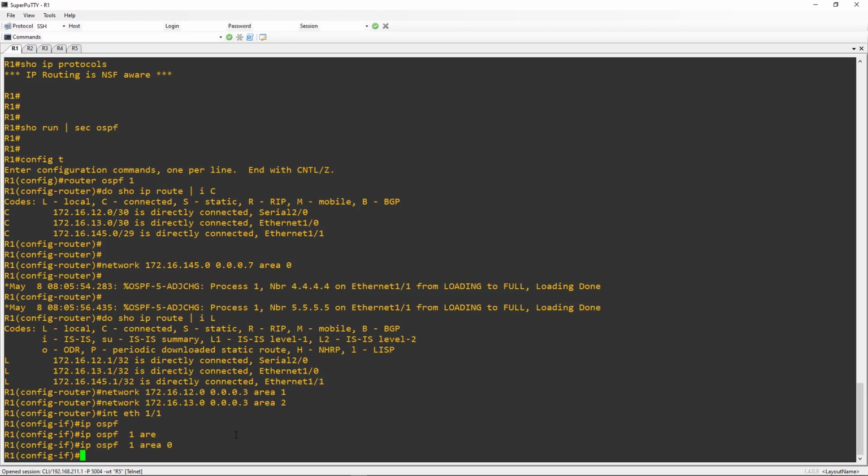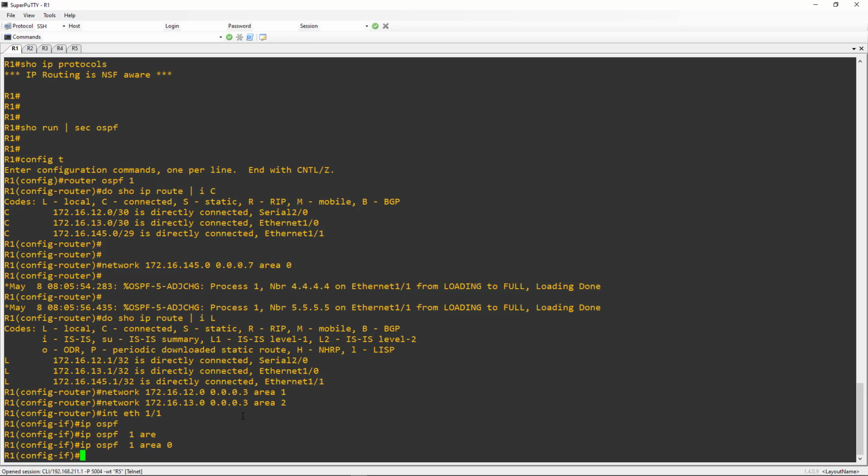Okay? Now, the area ID itself is technically a 32-bit number. It can either be represented as an individual integer or in a dotted decimal format. If you decide to represent it in a dotted decimal format, the area ID does not have to represent an IP address. It's just a specific way of writing that same number in the integer format. So for example, if it's area 0, it would be 0.0.0.0. If it's area 1, we would say area 0.0.0.1, and so on.